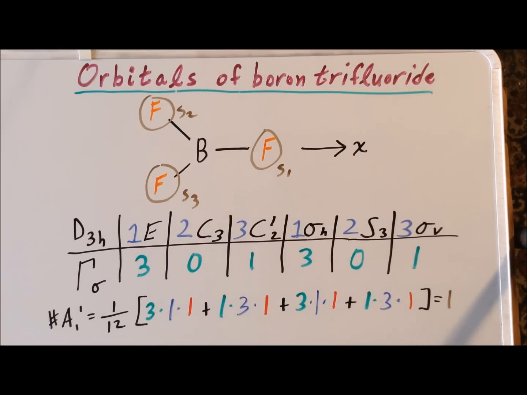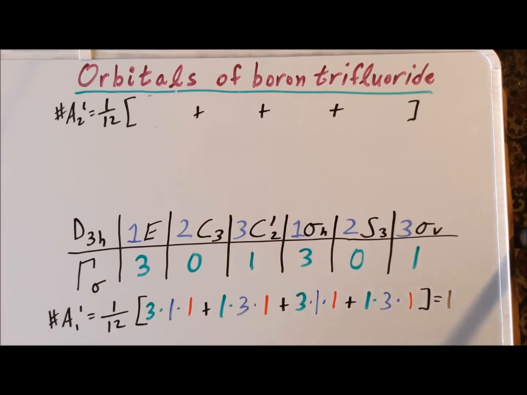And now we have to continue with the 5 remaining irreducible representations to see how many of each are in our reducible representation. Essentially, we're determining that our reducible representation is a linear combination of irreducible representations, and we're trying to figure out how to write it as that linear combination. So now we continue the procedure for the irreducible representation A2 prime.